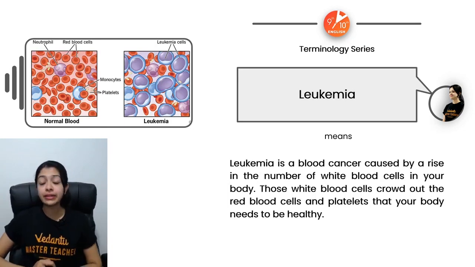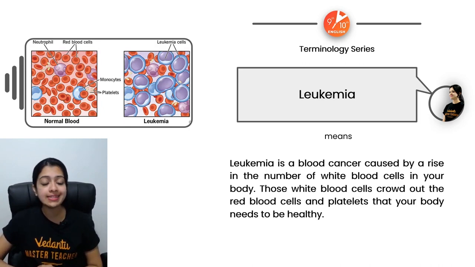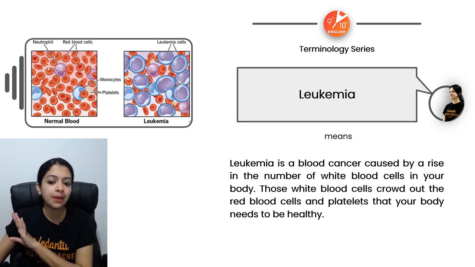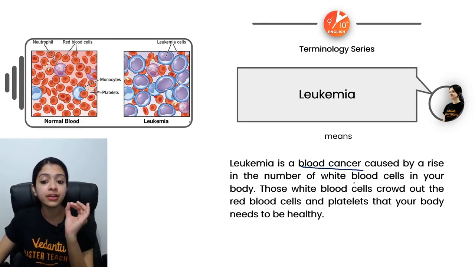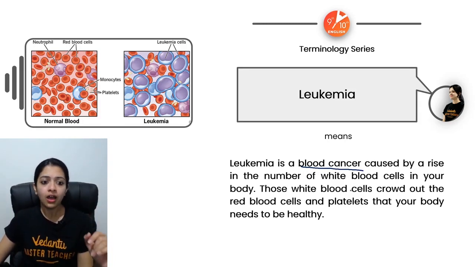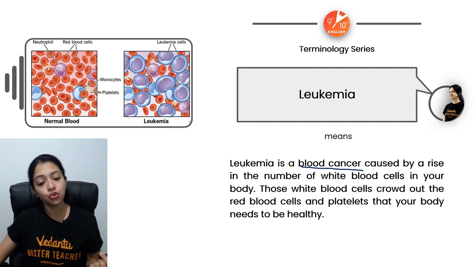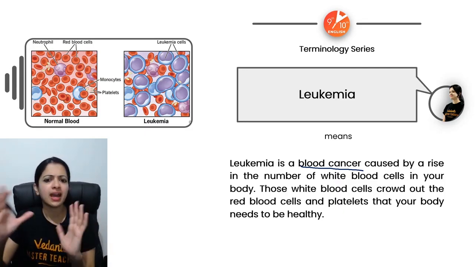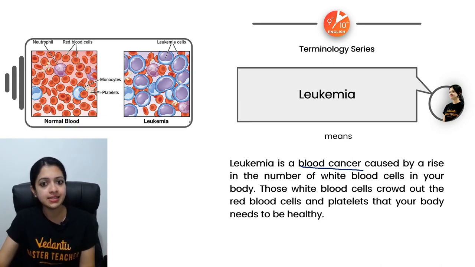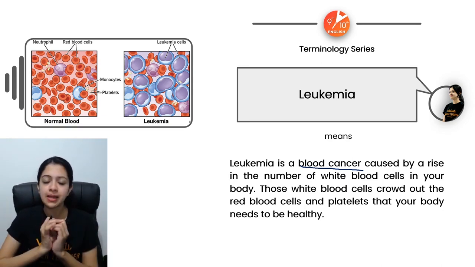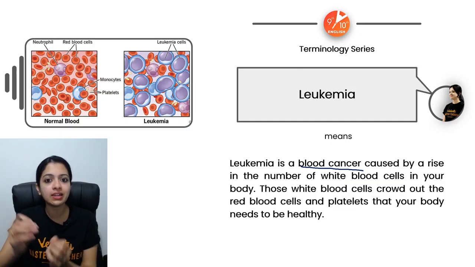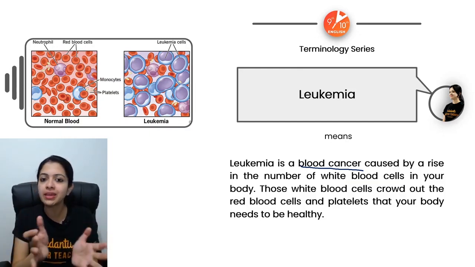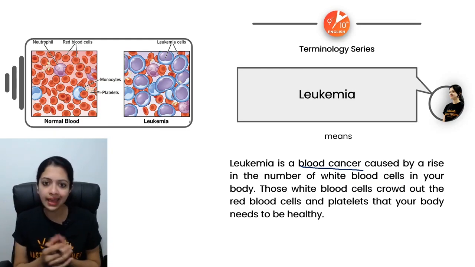Now comes the term leukemia. Leukemia is a kind of cancer. It's a blood cancer which is caused by an abnormally high number of white blood cells in the body. Well, you may ask the question, isn't it good to have a huge number of white blood cells because it helps in fighting infections? But as always, anything in excess is dangerous, especially when it comes to our body. Anything too little or anything too much is always dangerous. Everything has to be in the right proportions for us to be healthy.